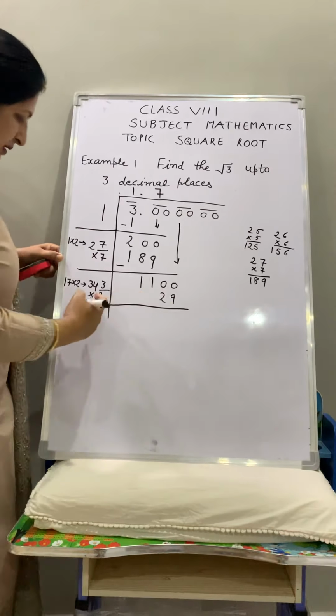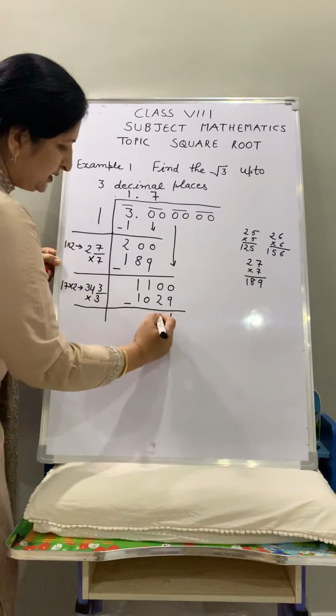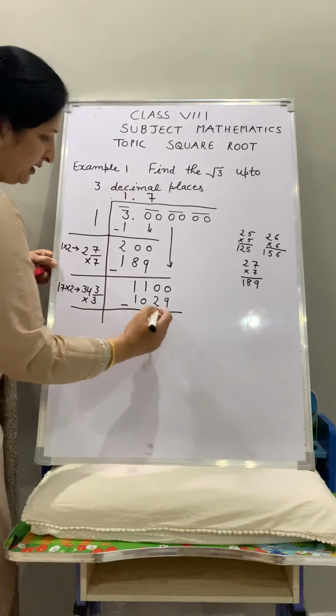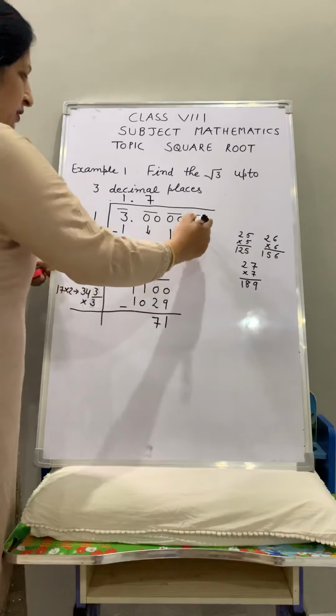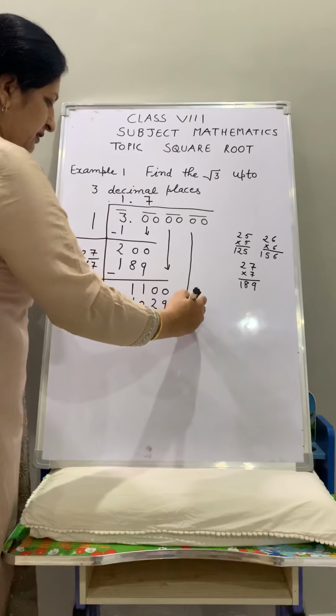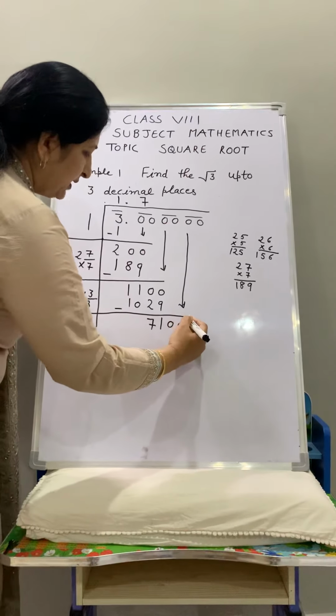Now subtract. 10 minus 9 is 1. Now 9 minus 2 is 7. It is 0. 0 minus 0 is 0. 1 minus 1 is 0. Bring down the next period. New dividend is 7100.